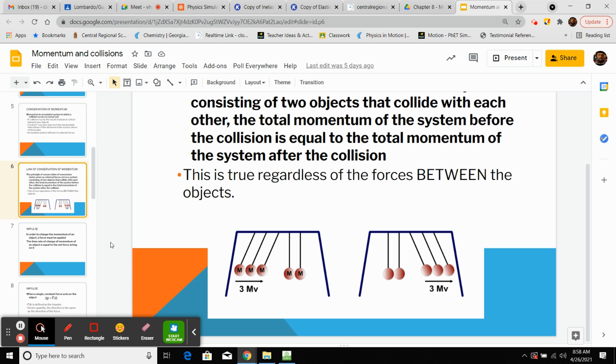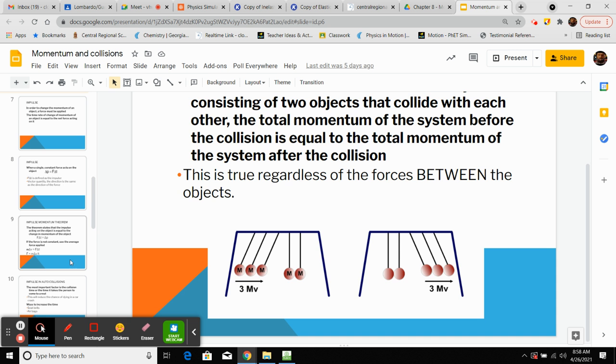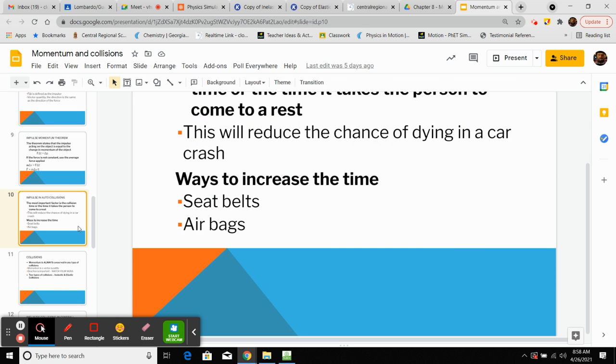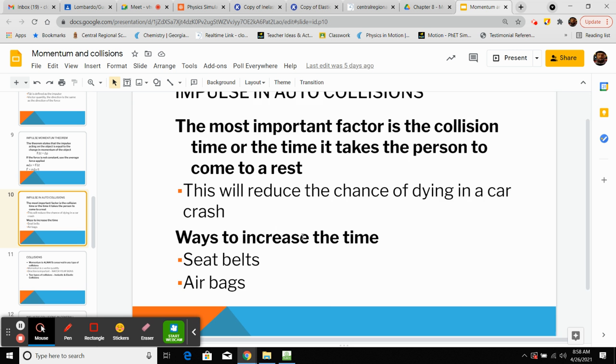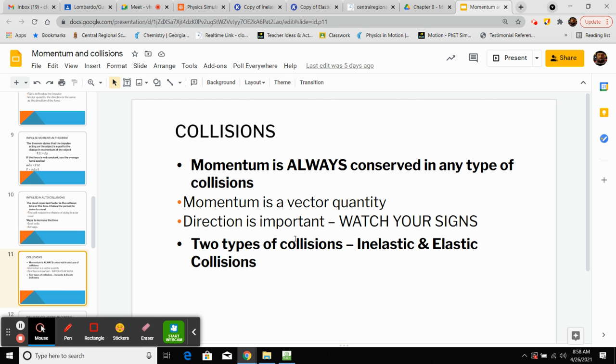Okay, so let's take a look-see. In these collisions that we are going to deal with, the problems that we're going to break down, momentum is always going to be conserved. Direction is important. So if we have something going to the left, we're going to give it a negative velocity. Something going to the right, we're going to give it a positive velocity.